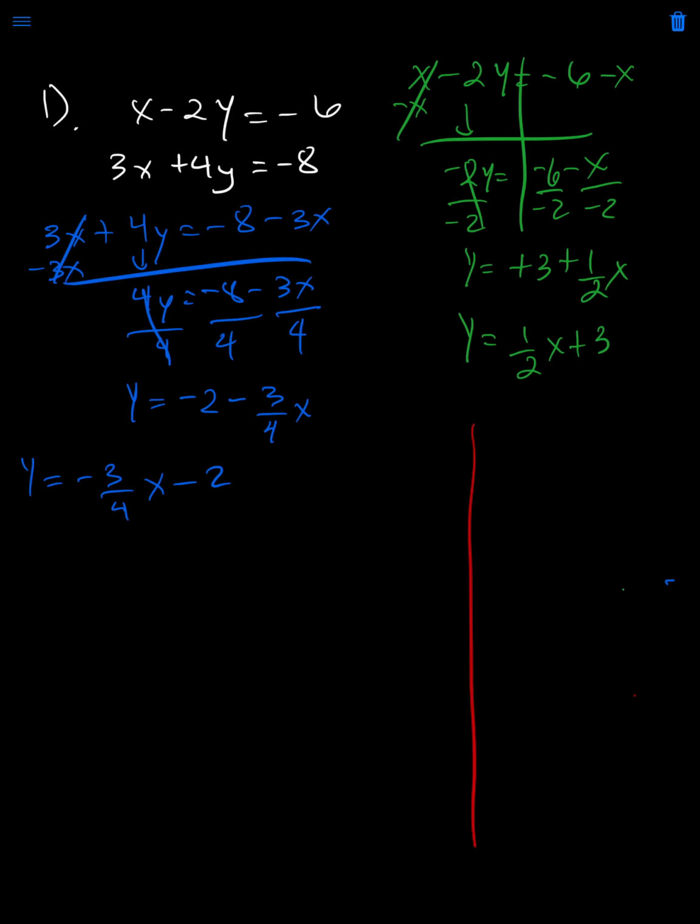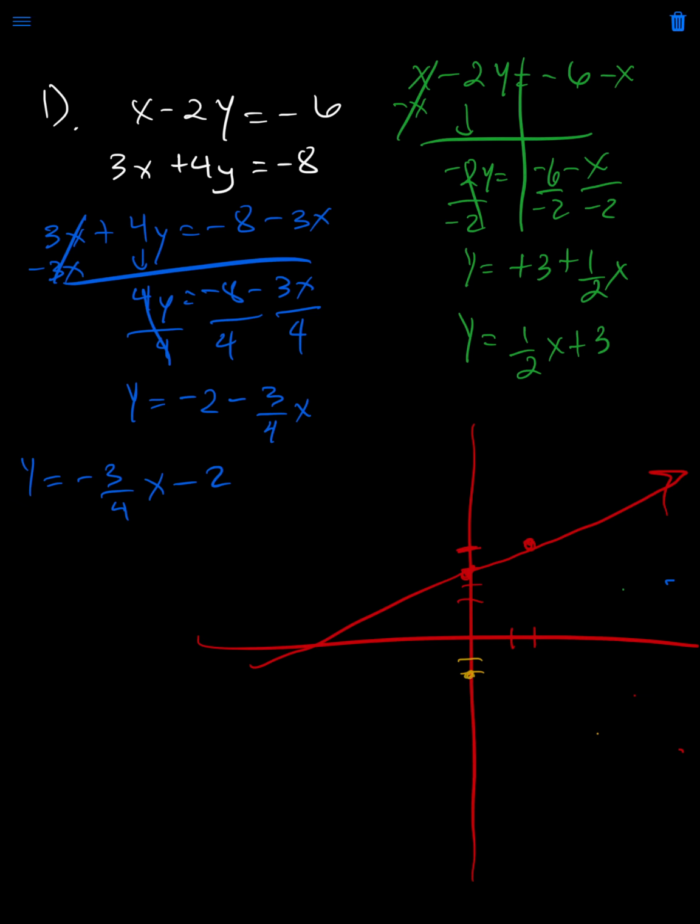So now I'm going to have to graph this somehow. Let me go ahead on my graph. I'm going to graph the first one, that's 1/2 x plus 3. So I'm going to start at positive 3. I'm going to go up 1, then over 2. Then I'm going to connect the dots the best I can.